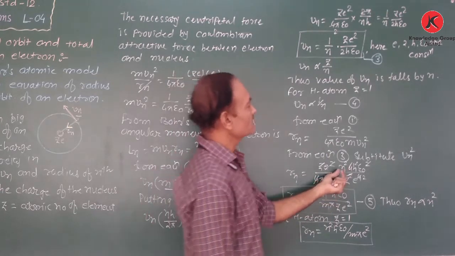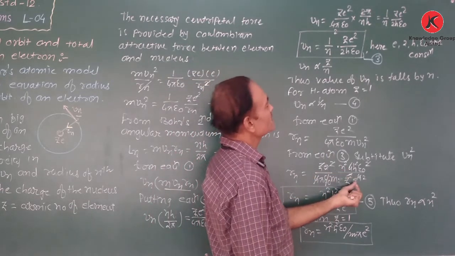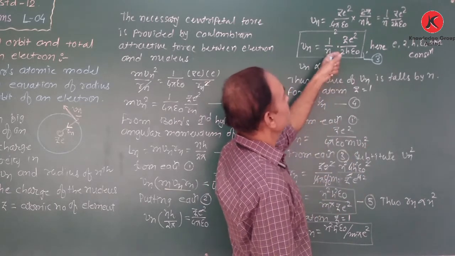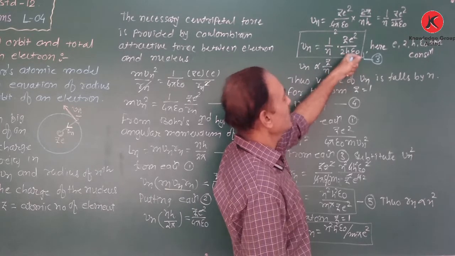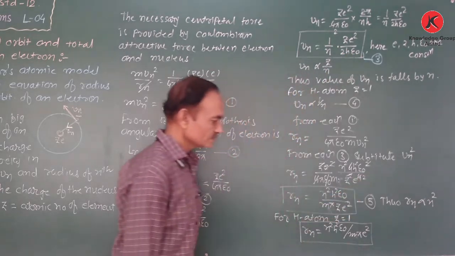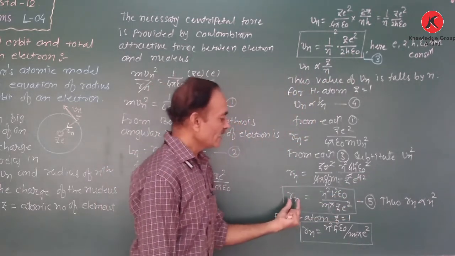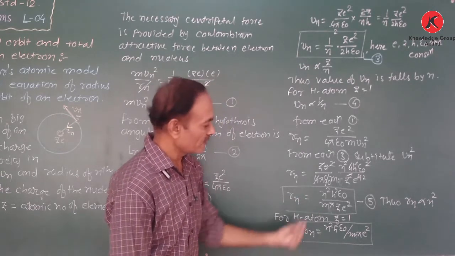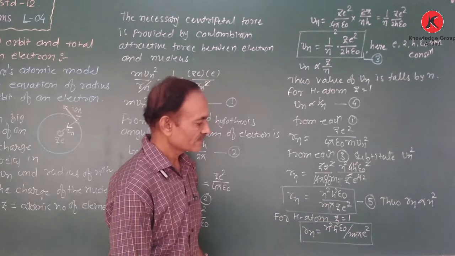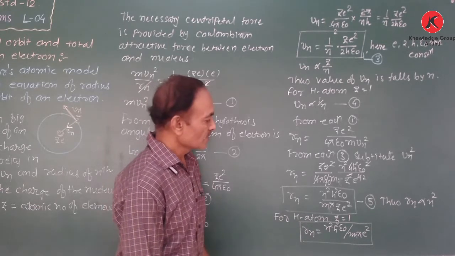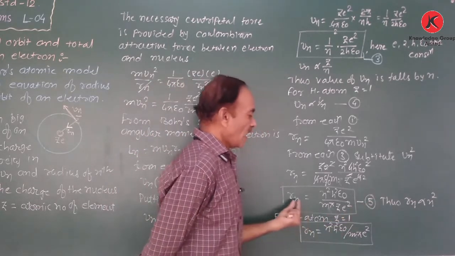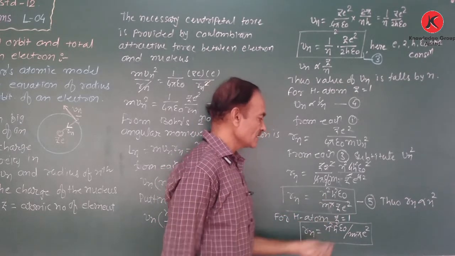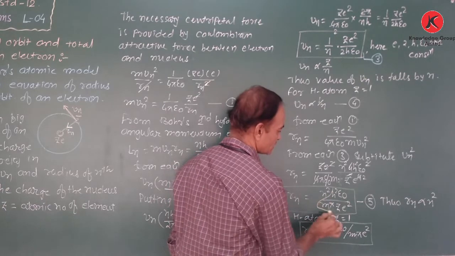Now, the value of vn square, Z square, is as given. In the denominator, it comes into the numerator: n square h square epsilon 0 square. Therefore, we obtain rn is equal to n square h square epsilon 0 upon pi m Z e square. Right? So here rn is directly proportional to n square, because this part is constant.